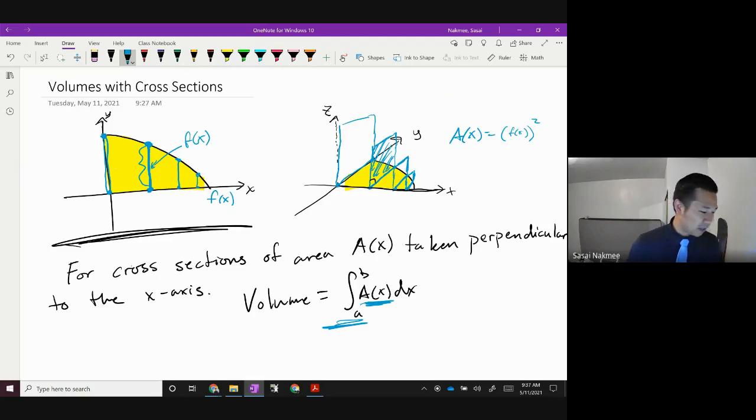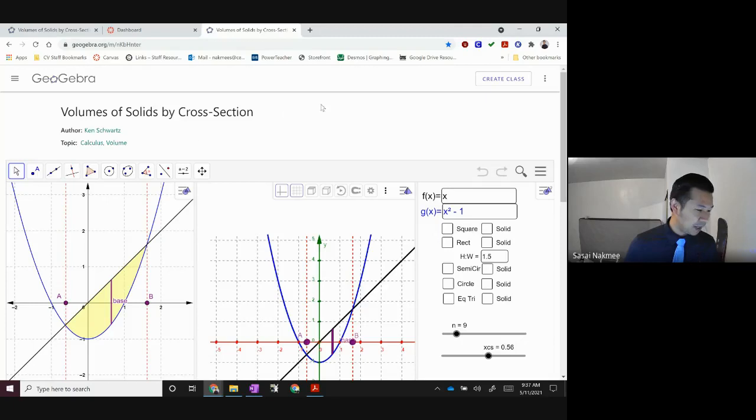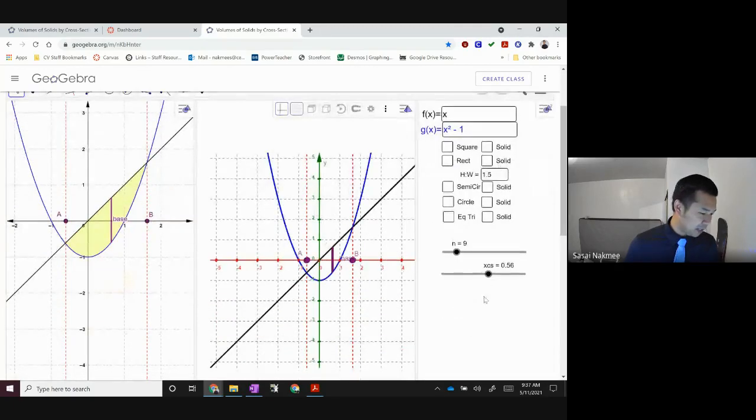So let's take a look at what this would look like. Okay, give me a second here. GeoGebra. Let's go over here. There's a website, let me put it up here and share it with you, called GeoGebra, that people love coding on, which is kind of neat to look at. On here, you can graph whatever graphs you want. Let's see if I can get one that looks like the one that we did earlier.